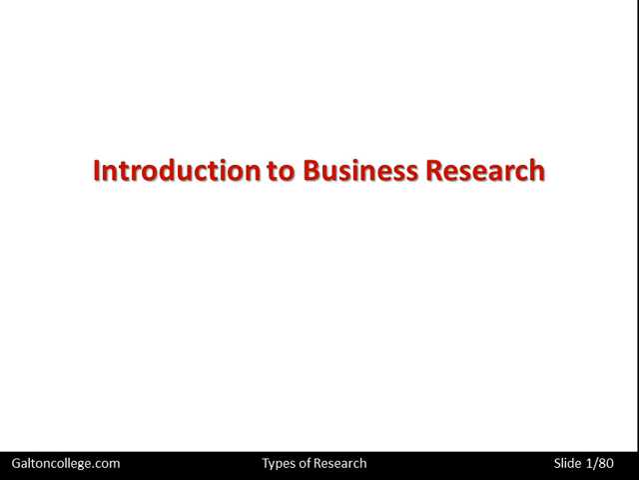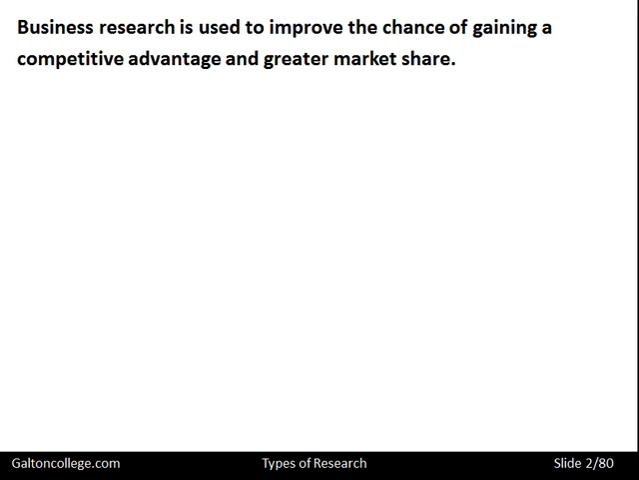In this class we're going to talk about business research and look at some approaches to business research. Business research is used to improve the chance of gaining a competitive advantage and greater market share. So business research has got an objective. The objective is to give the business an insight into the market that perhaps the competitors don't have, and which will therefore enable the business to do better as a consequence.